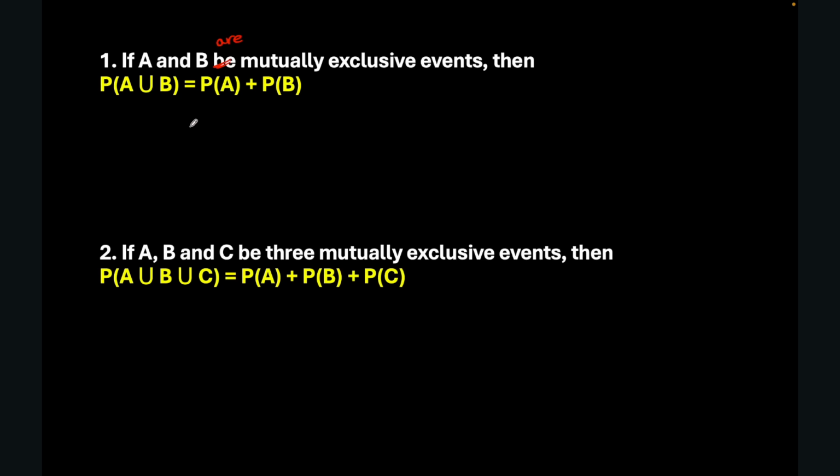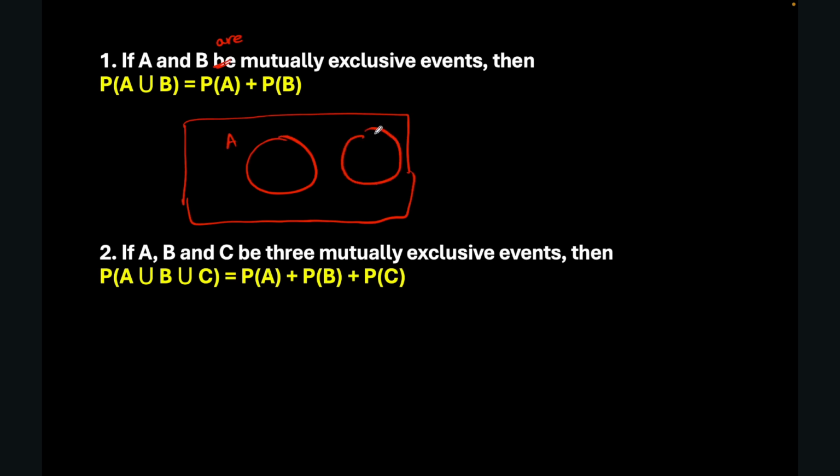So how would this look in a Venn diagram? Well, let's draw it out. This is my sample space, and this is my event A, and this is my event B. So what it's saying is probability of A and B occurring is 0, right? There's no overlap.